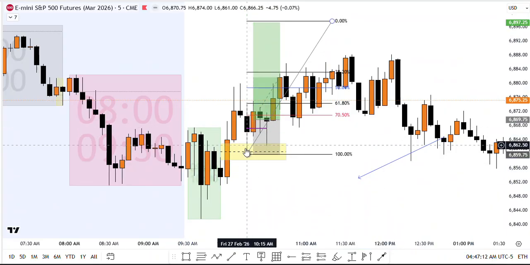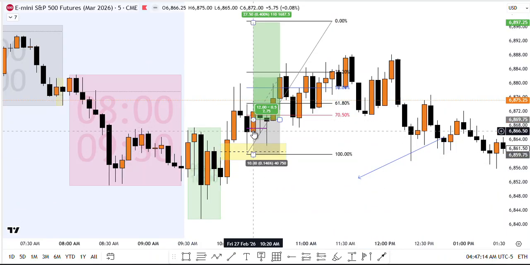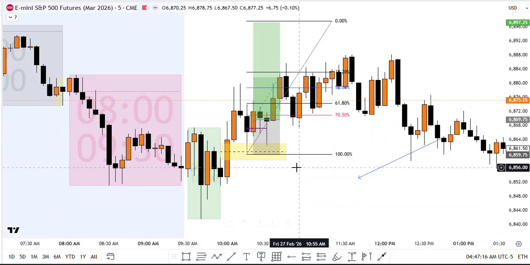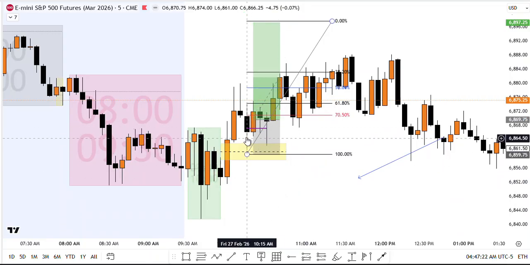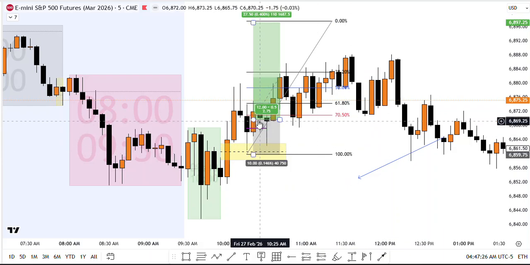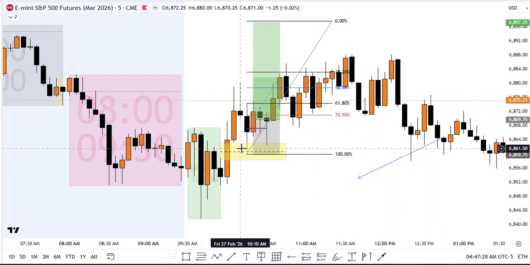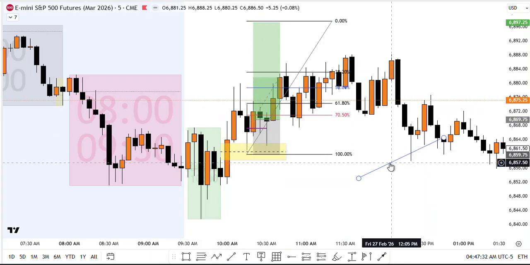Now I got the entry after I had seen the rejection. I got the entry a bit late. I was watching the 1 minute, but I got distracted. But you can see that there is a rejection on the 5 minutes anyway. So I got that rejection there. Stop loss was just directly below that swing low because I got it pretty late.